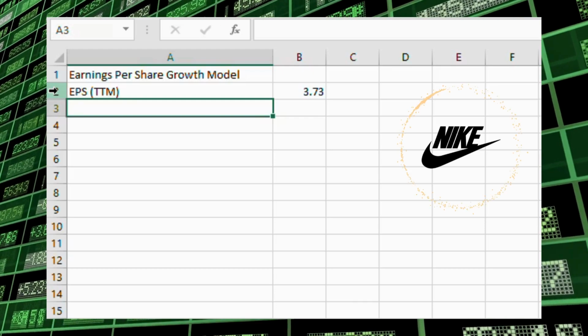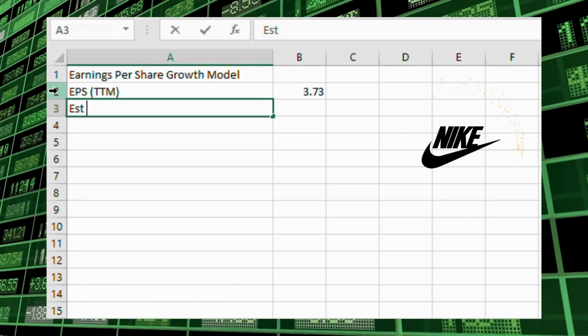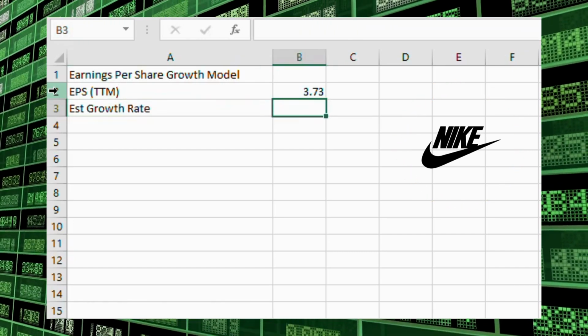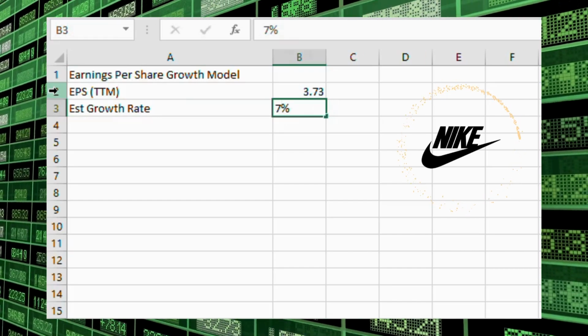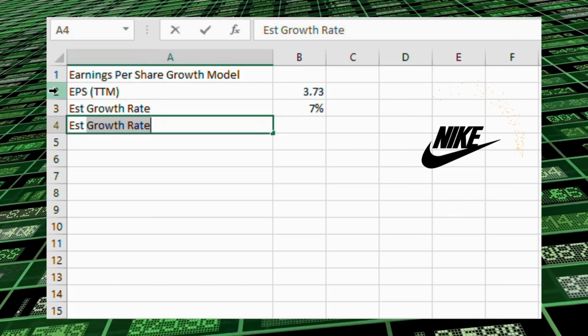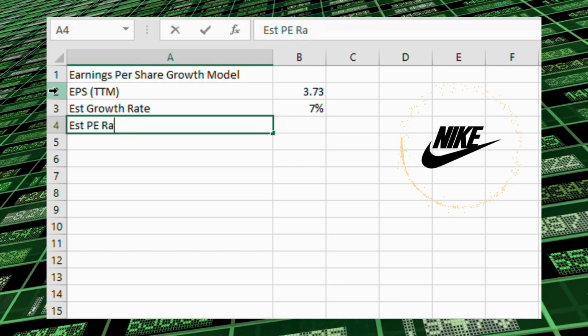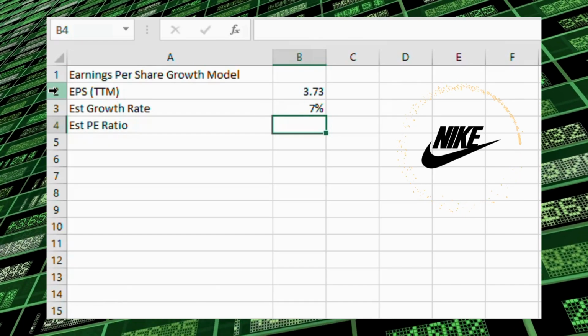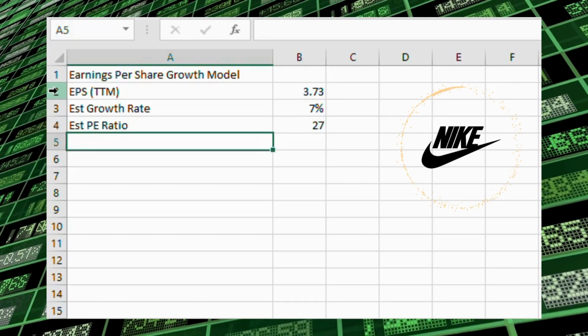Step 3. Next, in A3, label it, growth rate, and in B3, input the expected EPS growth rate. For this example, we'll use 7%. Step 4. Now, in A4, label this as estimated PE ratio, and in B4, input the estimated price to earnings ratio for the future. We'll use a PE of 27 for this example.